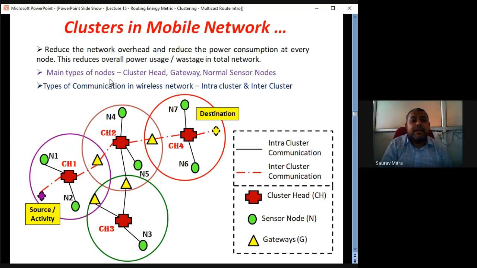So you can check here the main types of nodes: cluster head, gateway, and normal sensor node. There are two main types of communication: one is intra-cluster, one is inter-cluster. Those black lines are intra-cluster, which happens within the cluster, and these red lines are inter-cluster. Here the inter-cluster information has to be exchanged. That's why the red lines are passing from cluster 1 to cluster 4.